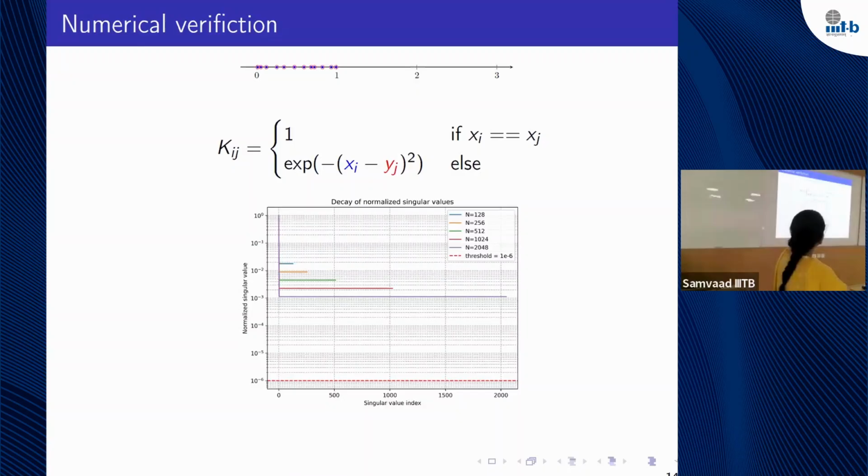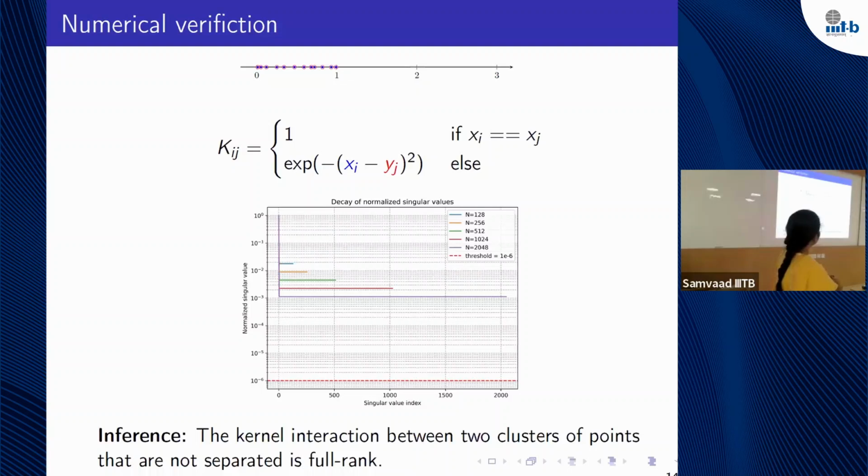So for n equal to 128, the singular values were decaying like this. And for n equal to 2048, the singular values decayed like this, and this was the last singular value. Meaning for n equal to 2048, I have 2048 singular values and all of them are above the threshold. Therefore, I have my rank equal to n. So the inference is that whatever n you take, the rank is always equal to n in this scenario wherein x's and y's are the same.